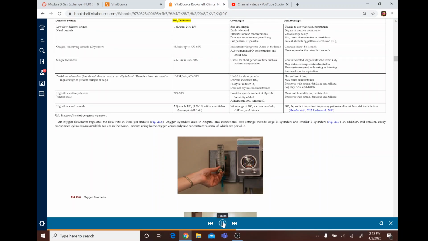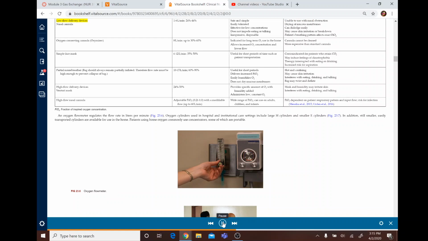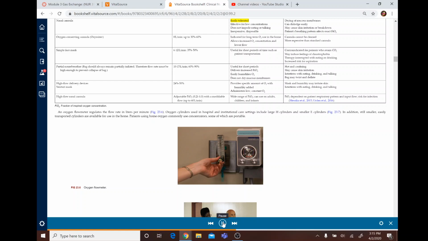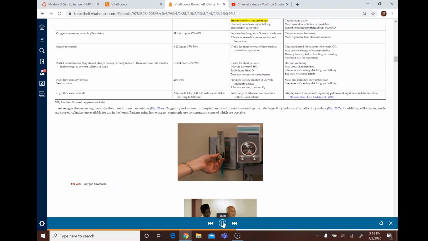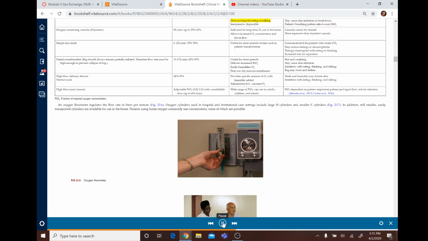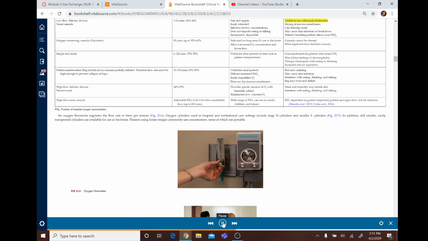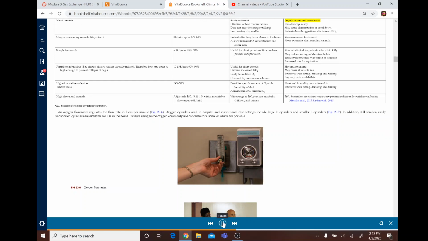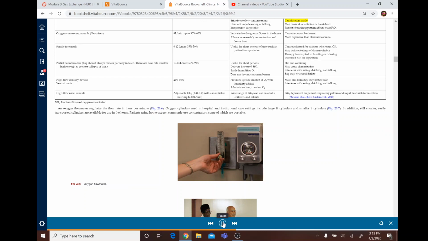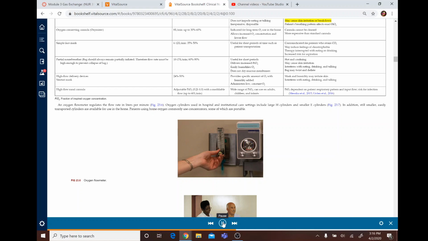Delivery system. FiO2 delivered. Advantages. Disadvantages. Low-flow delivery devices. Nasal cannula: 1 to 6 L/min, 24%-44%. Safe and simple. Easily tolerated. Effective for low concentrations. Does not impede eating or talking. Inexpensive, disposable. Unable to use with nasal obstruction. Drying of mucous membranes. Can dislodge easily. May cause skin irritation or breakdown.